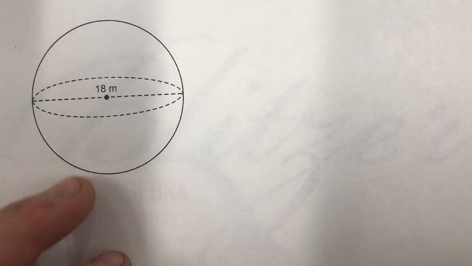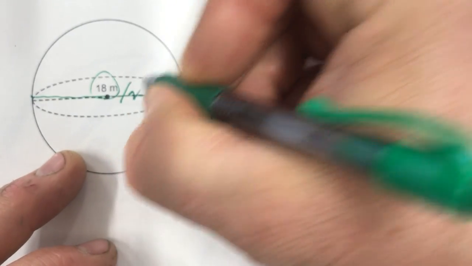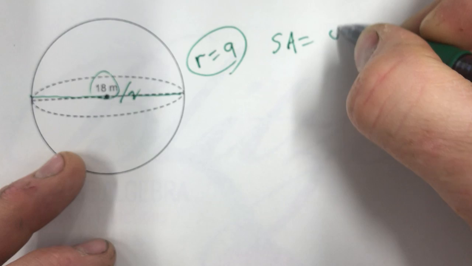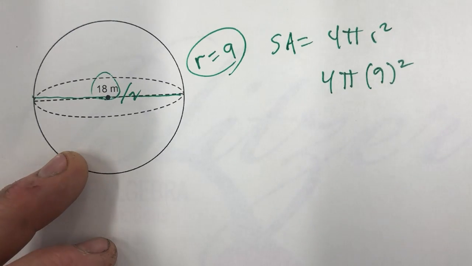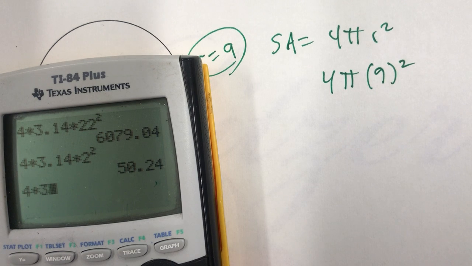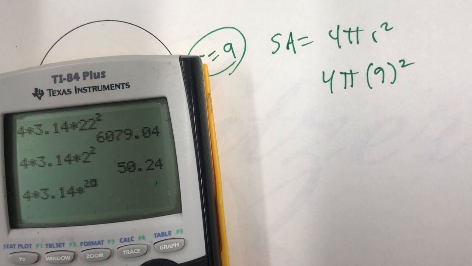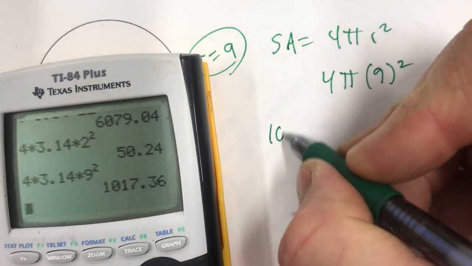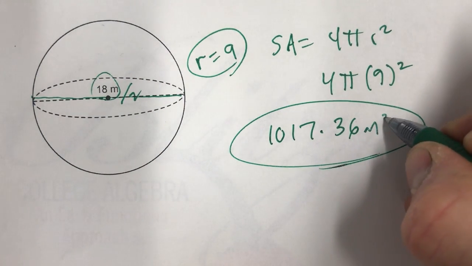All right, here's one here. Now look, this is going all the way across, which means that's the diameter. So if I divide that by 2, I get 9. My radius is 9. So the surface area is 4 pi r squared. So this is going to be 4 times pi times 9 squared. Okay. So when I do that, 4 times 3.14 times 9 squared. There you go, 1017.36. There's my surface area, and this is in meters squared.